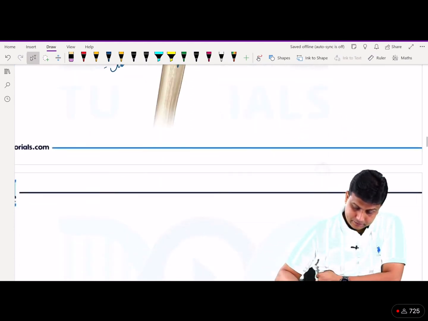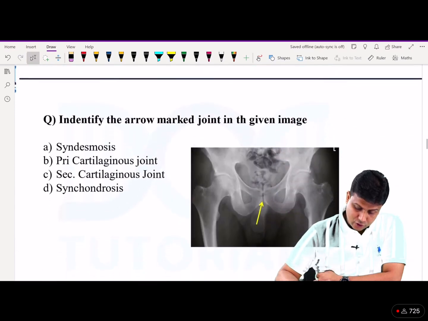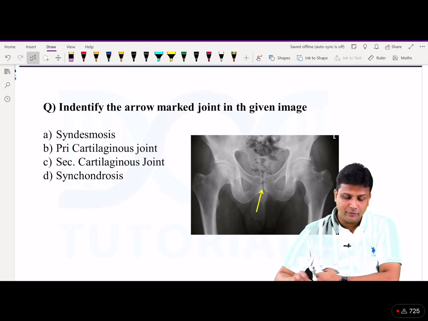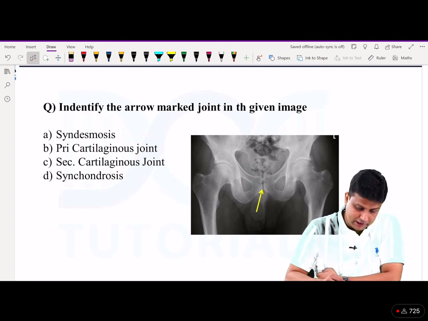Next one here. Let us go to the next concept. Identify the arrow marked joint in the given image. Please write down. I hope you're having your pen and paper along with you.